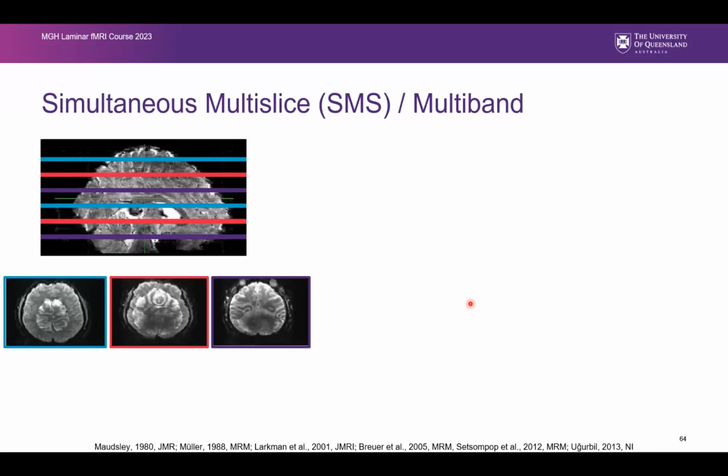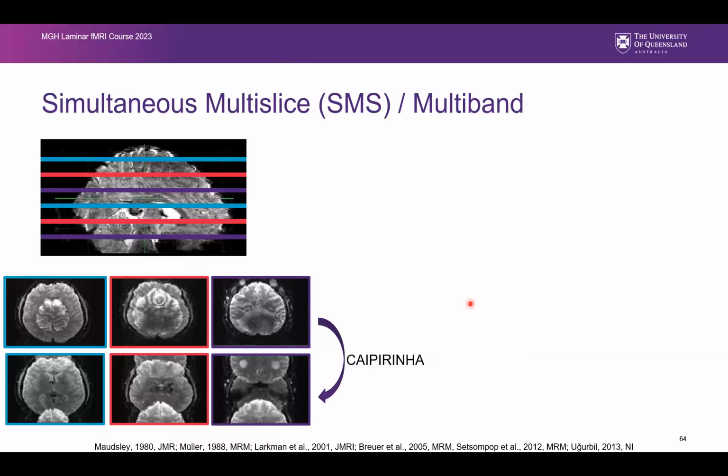I put SMS in here to clarify. So SMS is for 2D EPI. If you do a 3D EPI experiment, you're not using SMS. But SMS has made CAIPIRINHA quite popular. And CAIPI is basically a technique to help you.